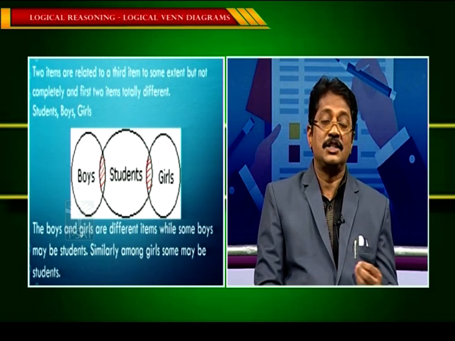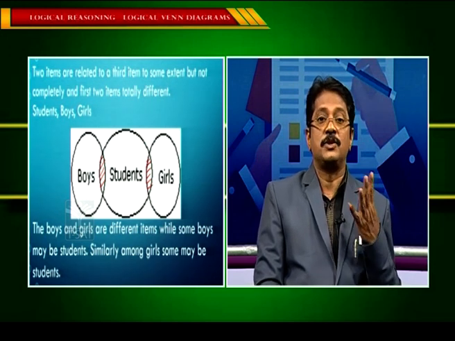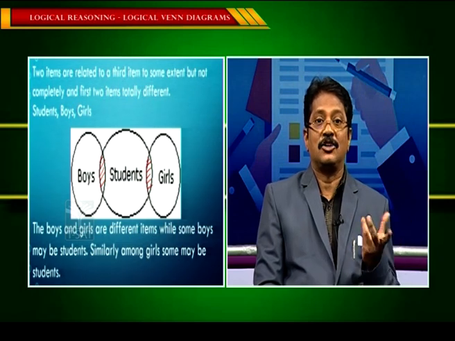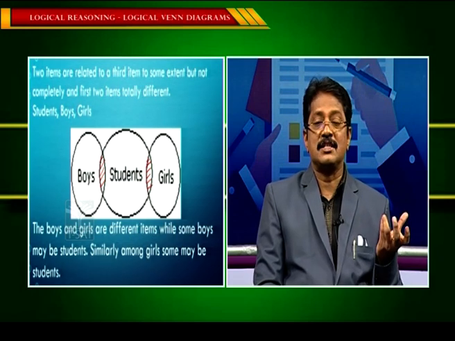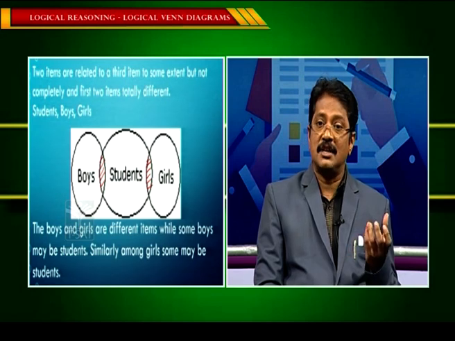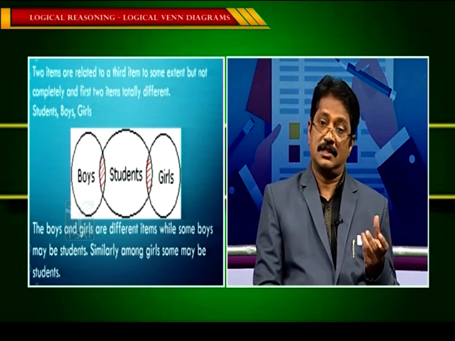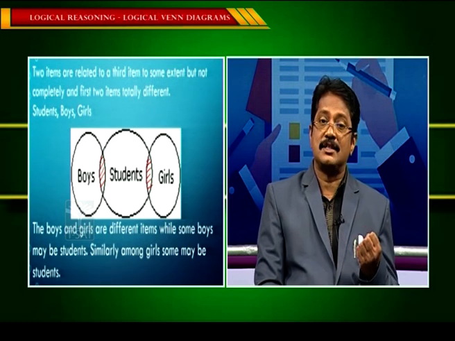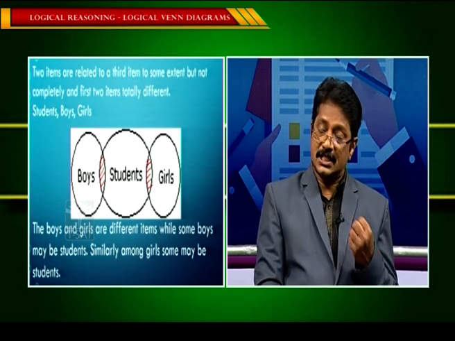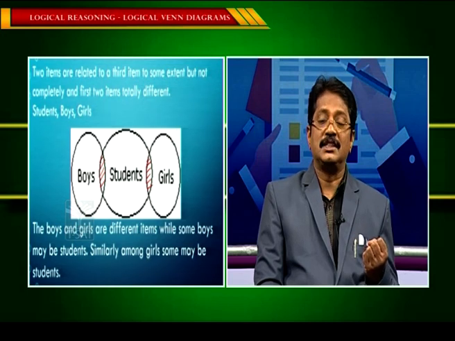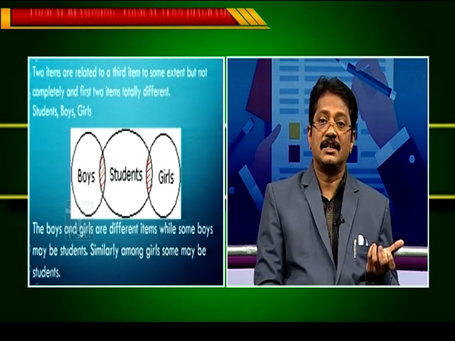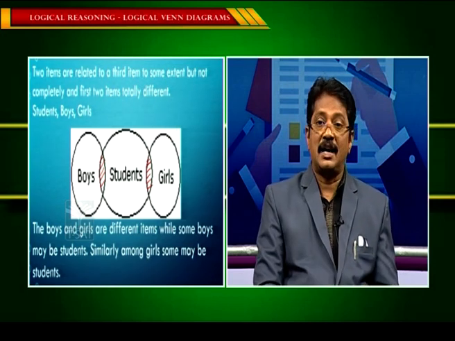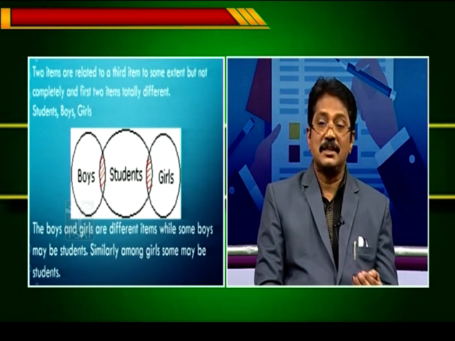So, for that reason you can't generalize every student, either boy or girl. Some boys are students and some girls are students at the same time, because here we have not attained 100% literacy rate. Still some children are outside the school, correct? So, for that reason I have drawn the Venn diagram in this manner.